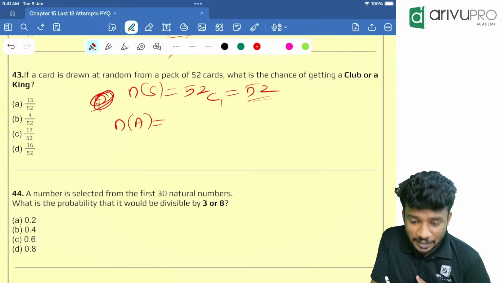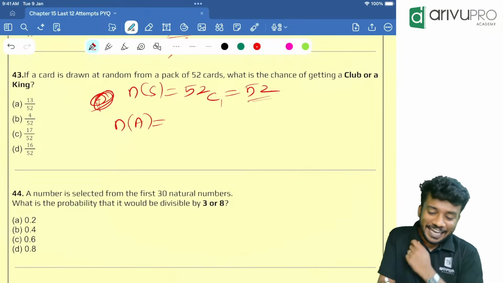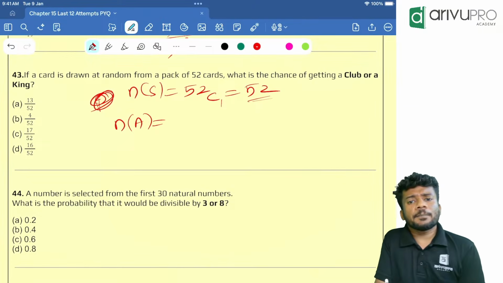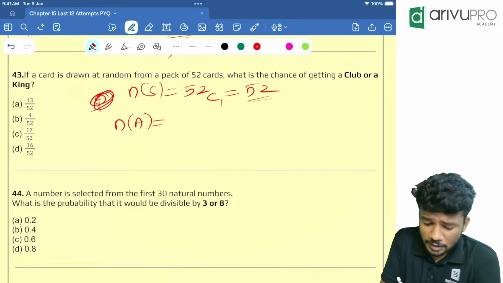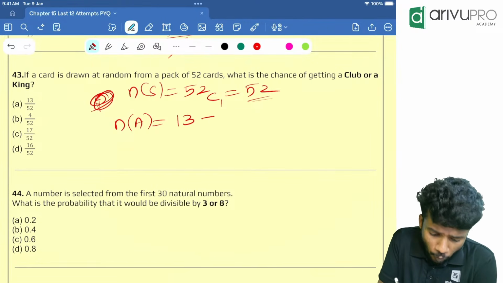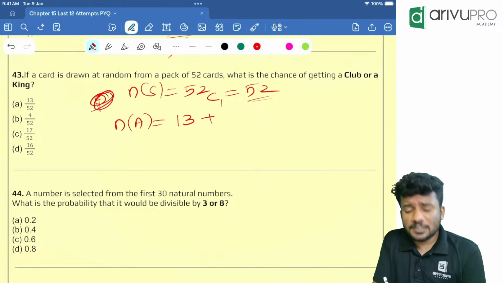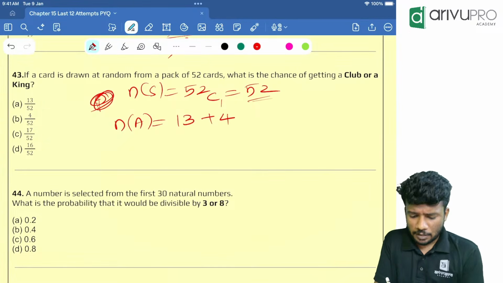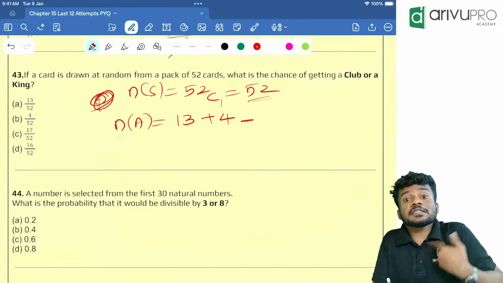N of A means, yes, trophies are coming. Good. N of A means it should be a club. How many clubs are there in total? 13 clubs are there. Or it is a king. How many kings are there? 4 kings are there. Minus how many kings are there in a club?